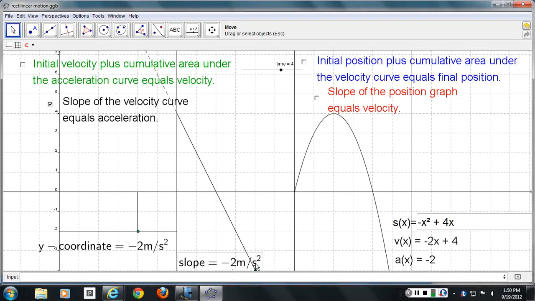See, throughout the process, the velocity is changing at negative 2 meters per second each second. And so that's the slope of this curve. If you look at the slope, it's 2 down and 1 to the right. So that would be negative 2 meters per second. So that's the constant rate. And so if you look at the acceleration, this is the acceleration function. It's a horizontal line 2 units below the x-axis. So it's a constant negative 2 meters per second. We'll look at this again.